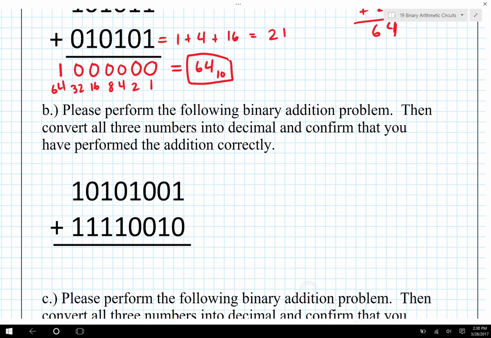So let's do the addition. I've got 1 plus 0 gives me 1 with no carry. 0 plus 1 gives me 1, no carry. 0 plus 0 gives me 0 with no carry. 1 plus 0 gives me 1 with no carry. 0 plus 1 gives me 1, no carry. 1 plus 1 gives a 0 with a carry of 1. 1 plus 0 plus 1 gives me a 0 with a carry of 1. 1 plus 1 plus 1 gives me a 1 with a carry of 1, and the 1 comes down.